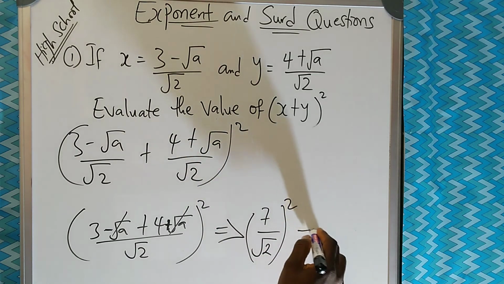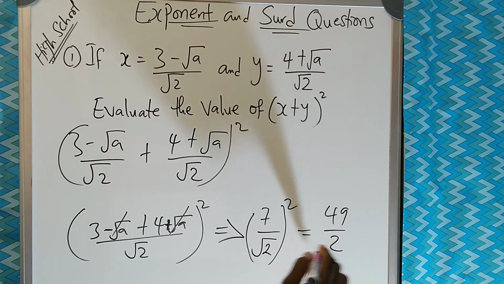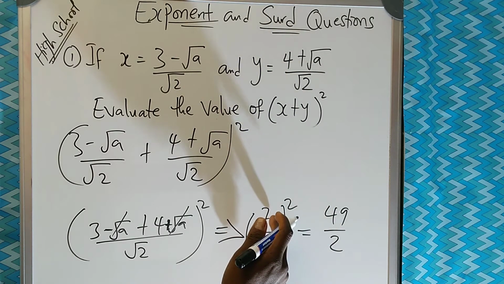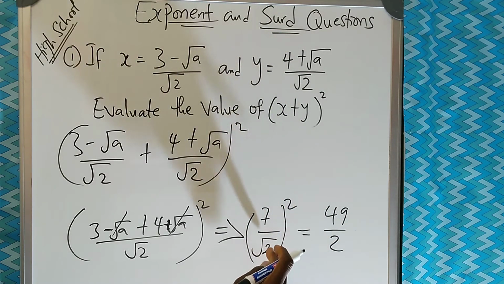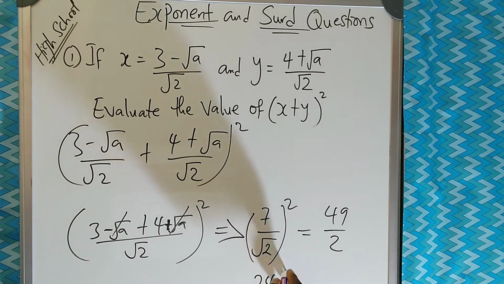When we square this, we're going to have 49 over 2, because the square of 7 is 49, and the square of root 2 is going to be 2. Final answer, we're going to have 24 and a half. Final answer, 24 and a half. Very, very simple. Let's check out some other questions.